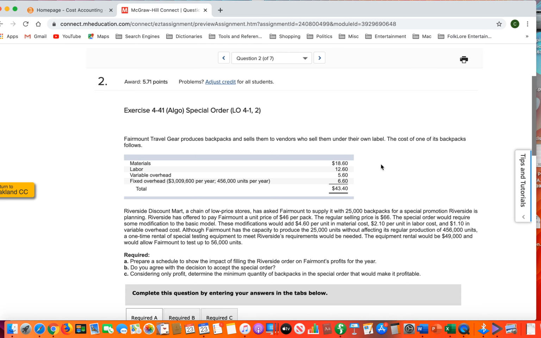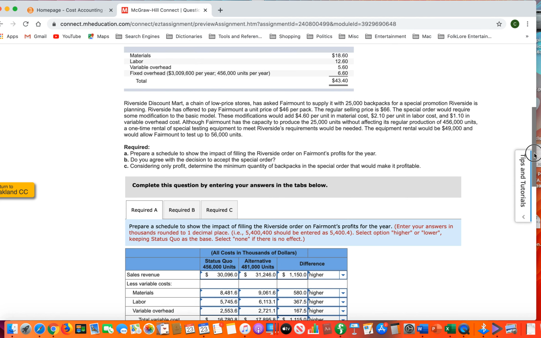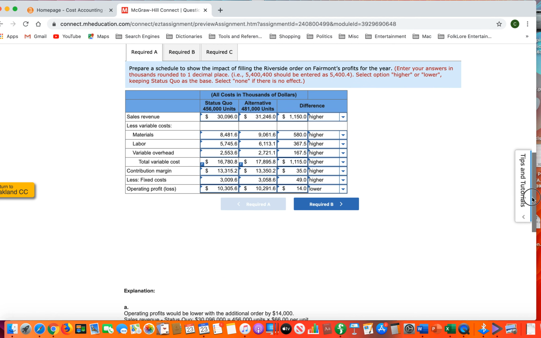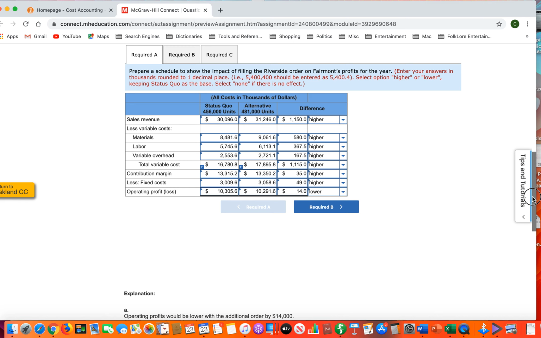The variable cost right now, you don't include the $660, that's fixed cost. The current variable cost is the sum of the first three, which is $36.80. But don't forget, the special order requires that you increase the variable cost by the amount stated. So the new variable cost would be $44.60. Multiply that by 25,000 units, and you get $1,115,000. Subtract the variable cost from the sales, and you get 35,000 contribution margin.